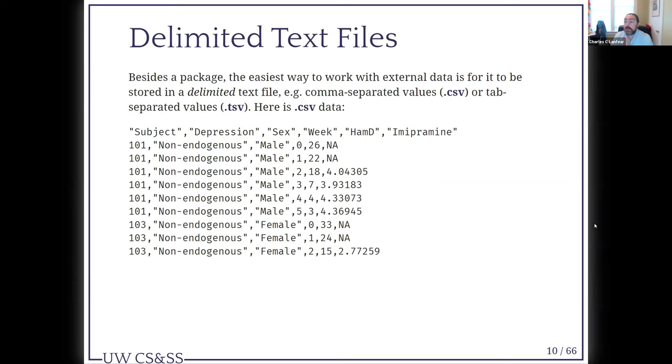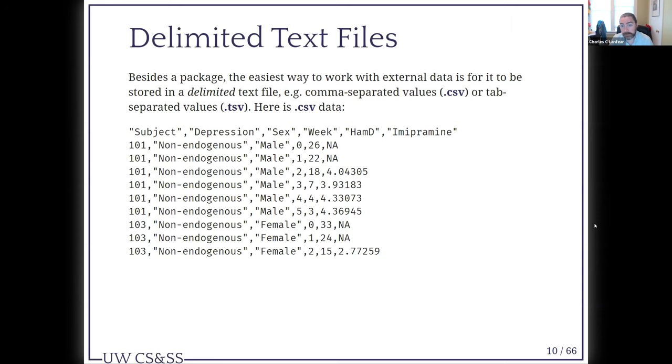Aside from a package like that, the easiest way to get external data into R is if it is stored in some sort of delimited text file. An example of a delimited text file is comma separated value or tab separated value spreadsheets. These are CSV and TSV files.